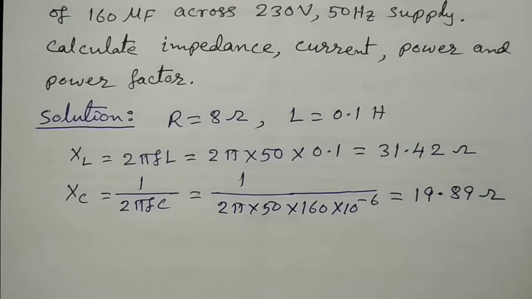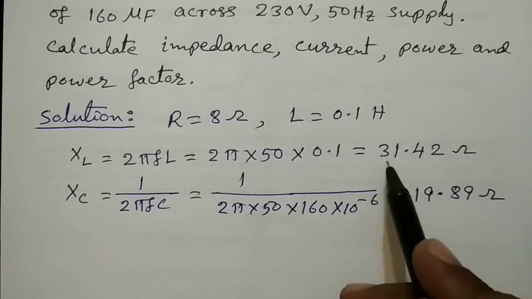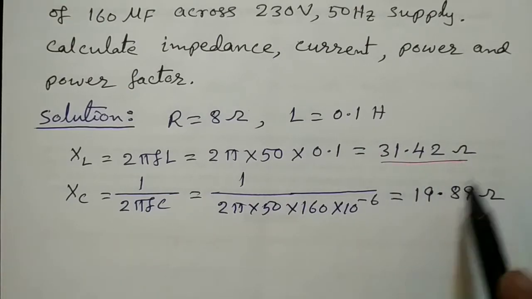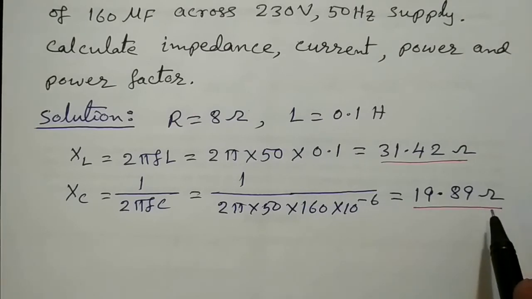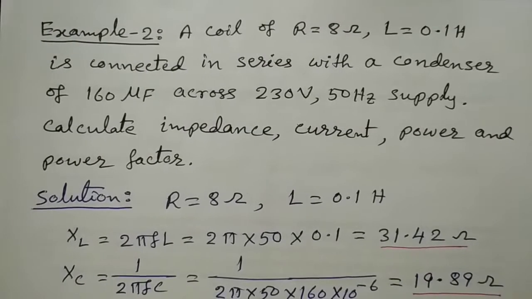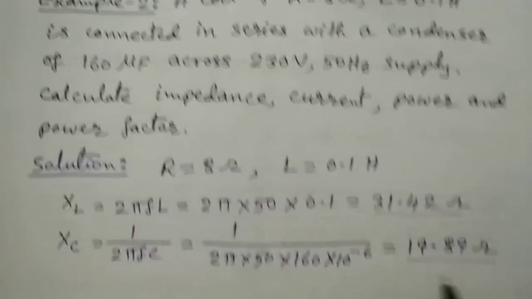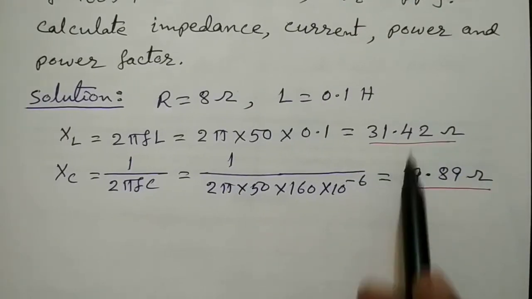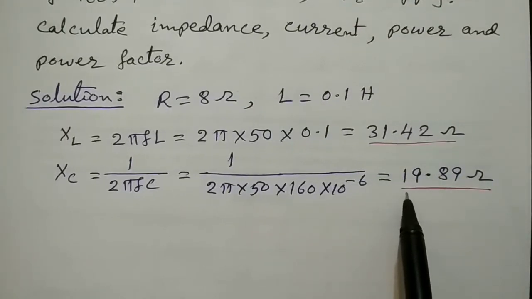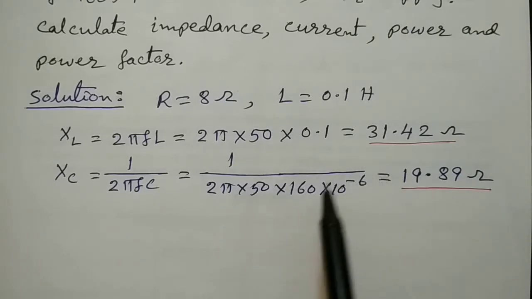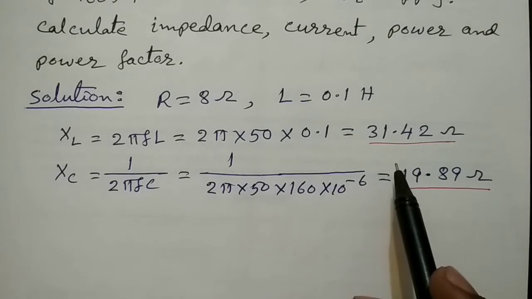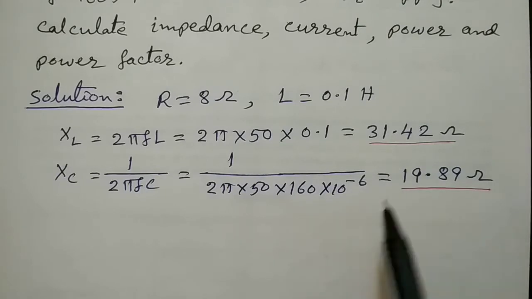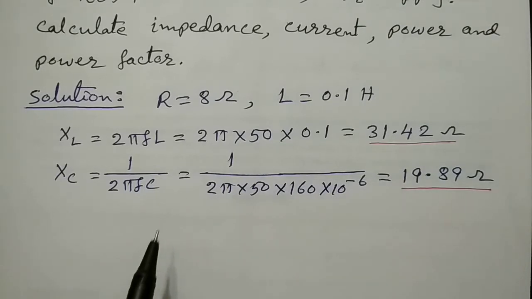So here you can see that the inductive reactance is 31.42 ohms and the capacitive reactance is 19.89 ohms. Here the question is the example of RLC series circuit, but here the inductive reactance is more than the capacitive reactance. So ultimately the nature of the circuit will be resistive inductive. That means the net current will be lagging the voltage and the power factor will also be lagging.